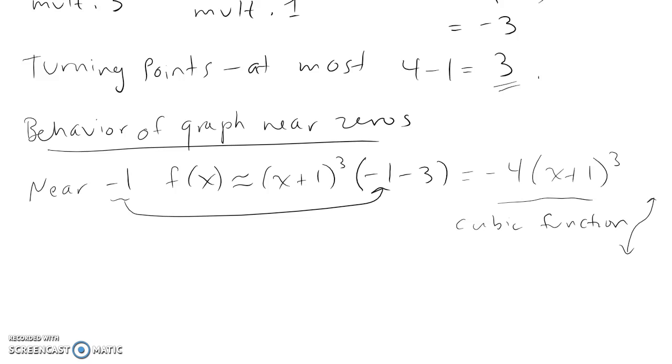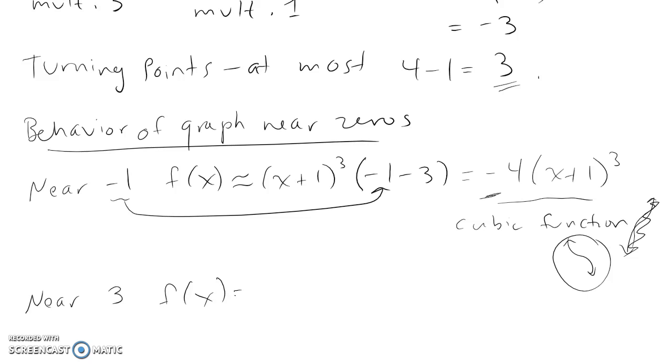Remember, a cubic function looks like this or like that. And we already said that we thought the multiplicity of 3 of that zero would give us something like a cubic. Notice this leading coefficient here is negative, so it's going to have end behavior like this.